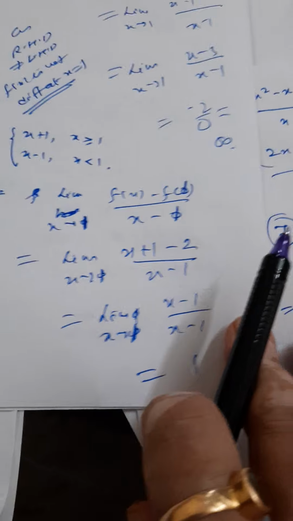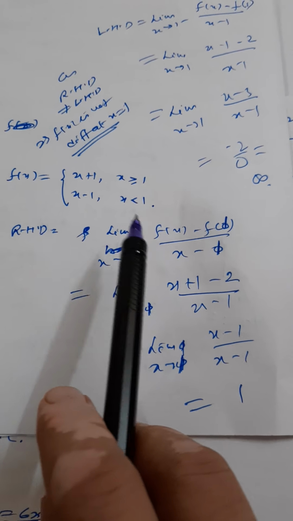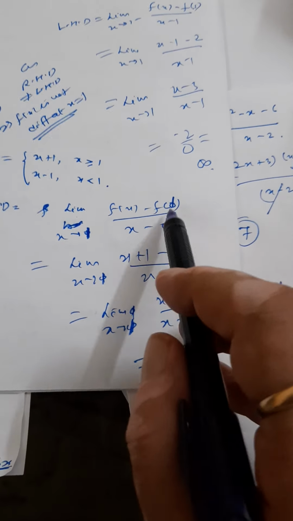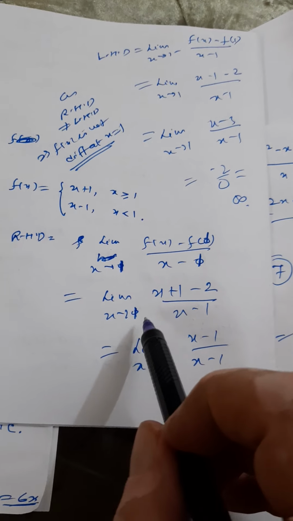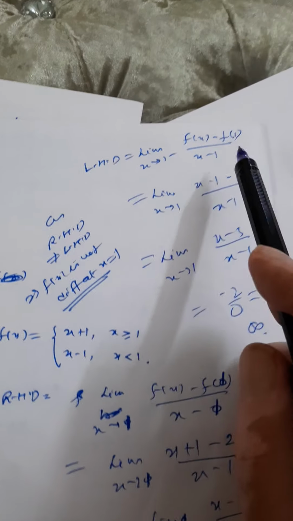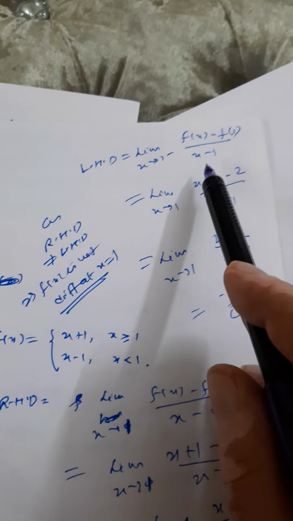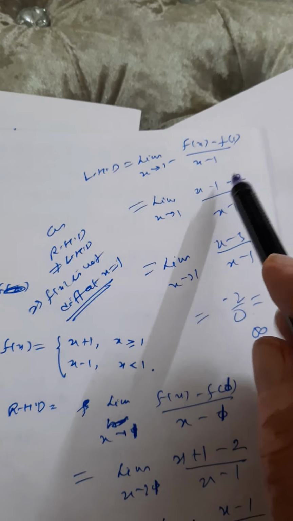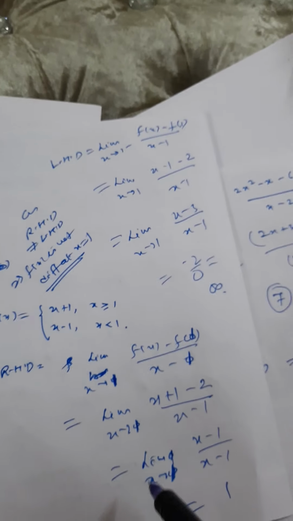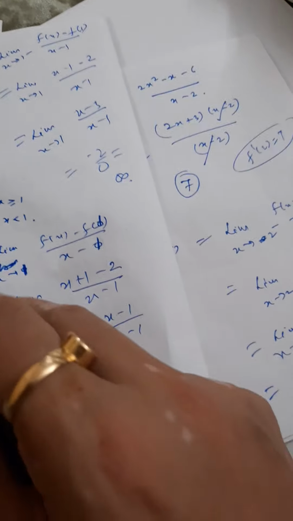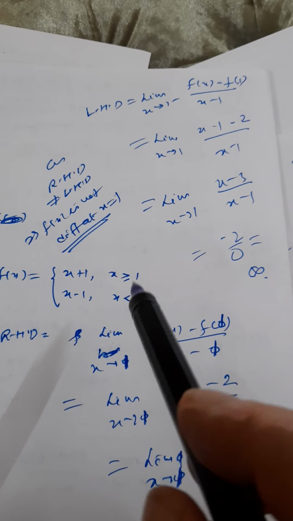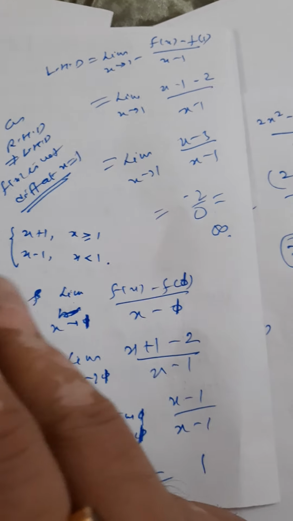Now for this question you will see that it's not continuous, so it's not differentiable at x equals 1. The right hand derivative is limit x tends to 1 of (f(x) minus f(1)) upon (x minus 1). So this is x plus 1 minus 2 upon x minus 1, that's 1. In the left hand derivative, limit x tends to 1 minus, this is x minus 1 minus 2 upon x minus 1, so that's not defined. As the right hand derivative is not equal to the left hand derivative, the function is not differentiable at x equals 1. Since the function is not continuous at x equals 1, it's not differentiable there.